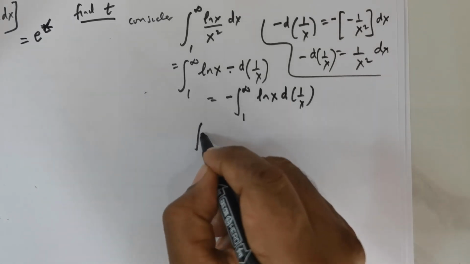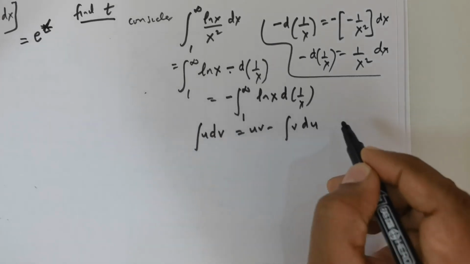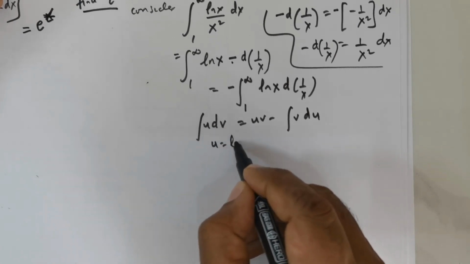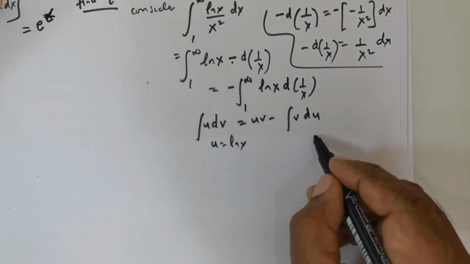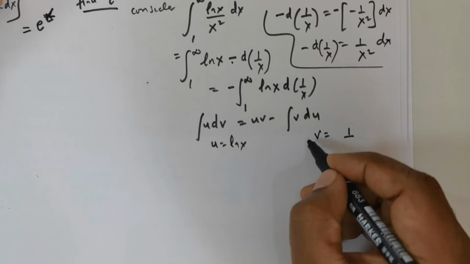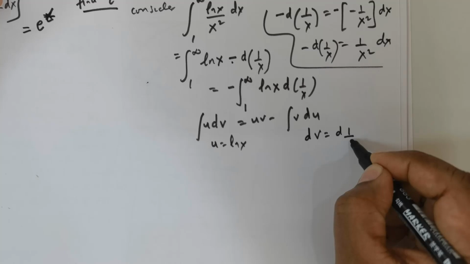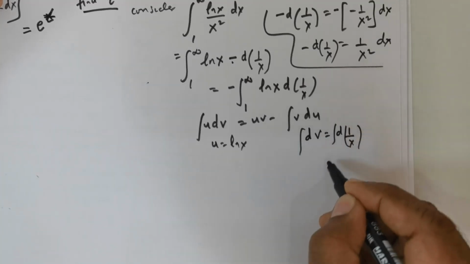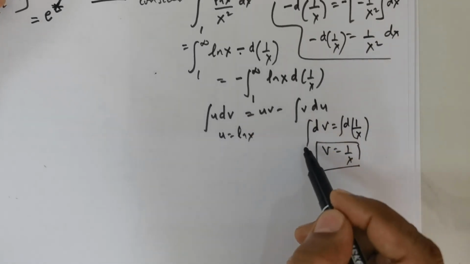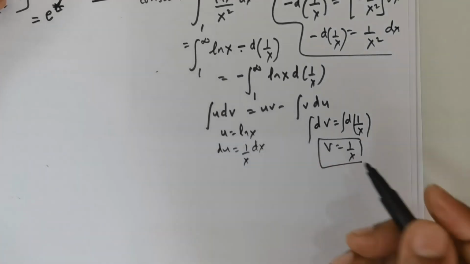Now this is similar to the integral of u dv, which is equal to uv minus the integral of v du. So in place of u, I have ln x. In place of v, I have 1 over x. Instead of saying v, you can simply say dv is equal to d of 1 over x. If you integrate this, you get v is equal to 1 over x. So that's the same thing. Now utilize this formula and substitute the values. du is equal to 1 over x times dx.